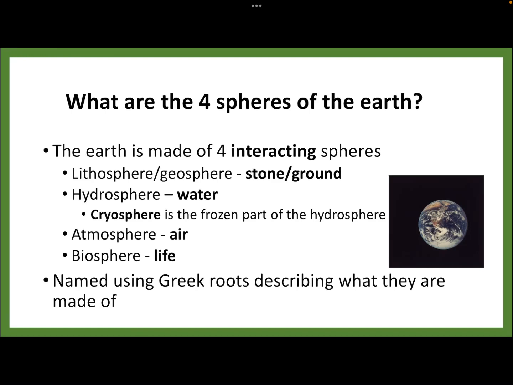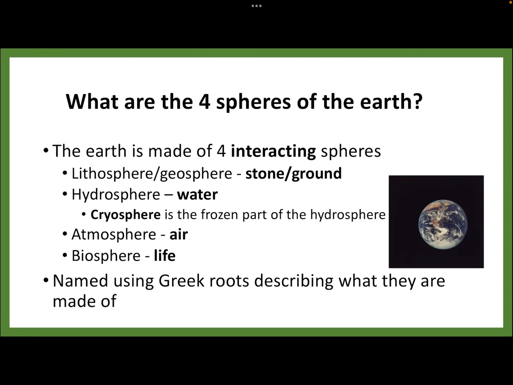There are 4 spheres of Earth. They interact with each other. The 4 spheres are the litho or geosphere, the hydrosphere, the atmosphere, and the biosphere. The litho or geosphere is the ground. The hydrosphere, if we break that down, hydro means water. So the hydrosphere is all of the water on Earth. The cryosphere is the part of the hydrosphere that is frozen, so the ice. The atmosphere is the air. And the biosphere is anywhere where we find life.